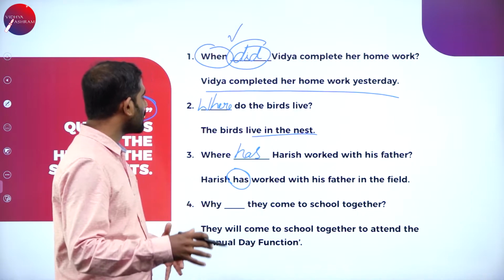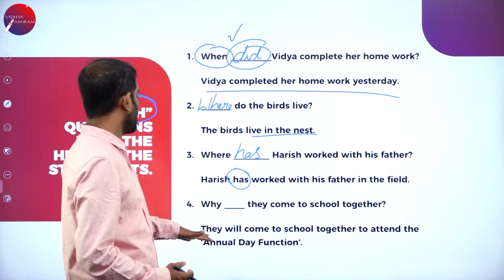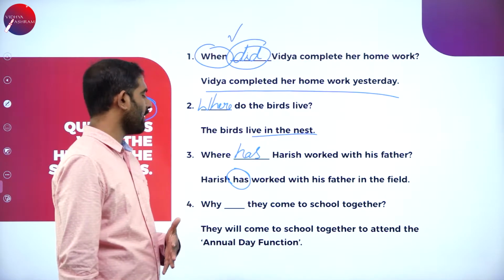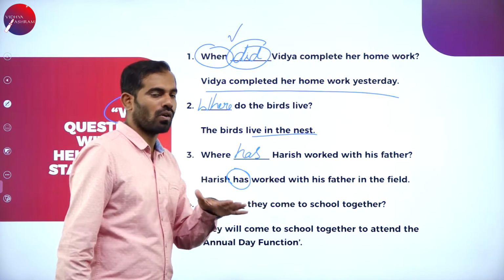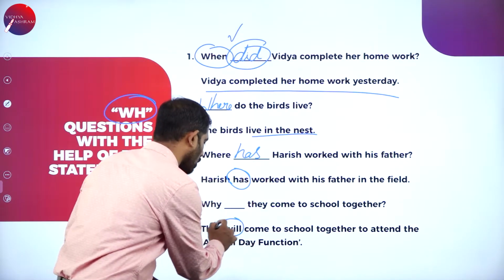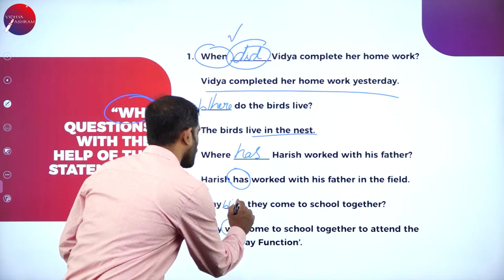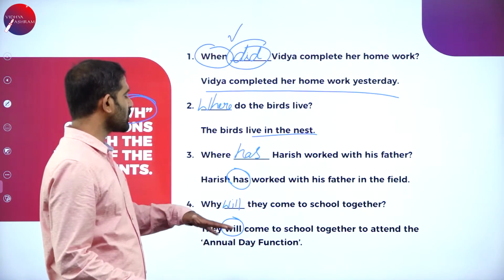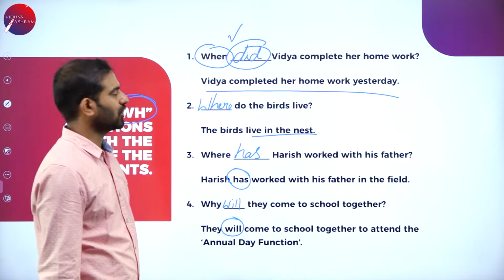Next one, why dash they come to school together? They will come to school together to attend the annual day function. Why do they come to school together? No, because the auxiliary verb is will. So we are going to use the same auxiliary verb here. Why will they come to school together? They will come to school together to attend the annual day function.